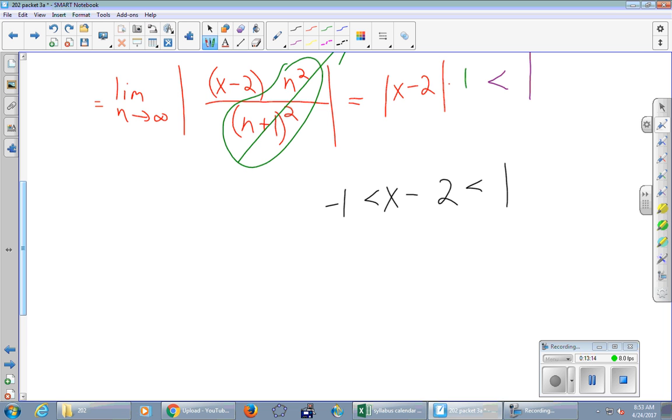And so this is our standard kind of thing, where you just take that 1 and you make it a 1 and a -1. And you put your stuff in between. Okay, so add 2 to all 3 pieces here. What do we get here? 1 less than x is less than 3. Yes?